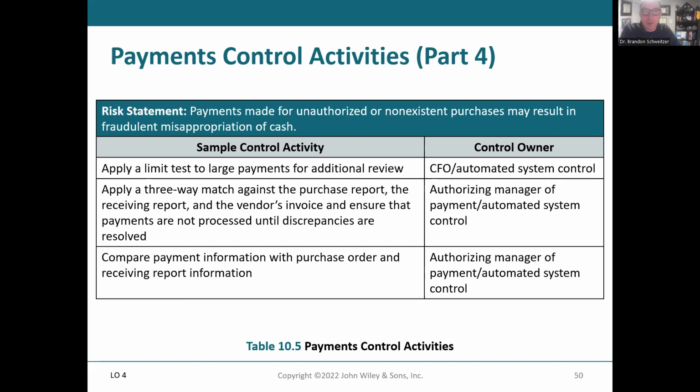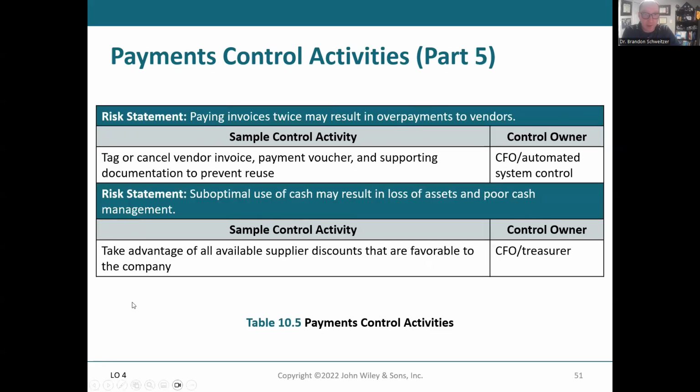That's a good one. Payments made for unauthorized or non-existent purchases. Clearly that's fraud, right? So apply limit testing. Make sure that there's a three-way match, as I described with that six-document system that I like to do. That's also considered the three-way match, but it's technically a six-way match if you think about it. Compare payment information with the purchase order and receiving report. Your AIS can handle a lot of this pretty easily.